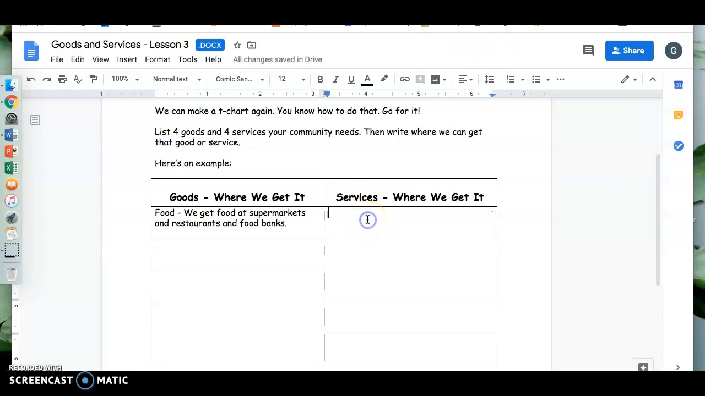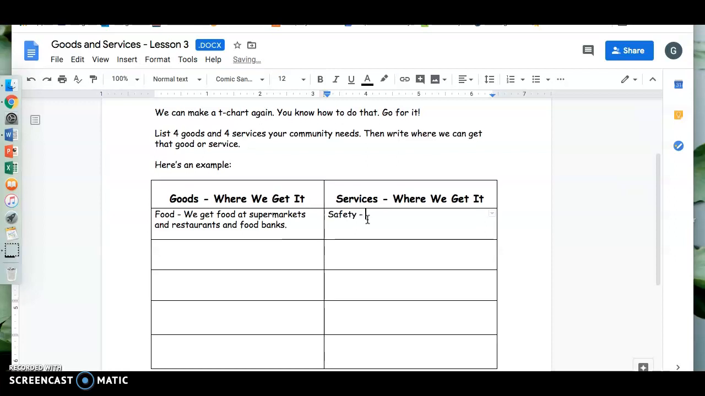Services. Well, we need safety. Police help keep us safe. They are in the police station, and police cars, and walking in the neighborhood.